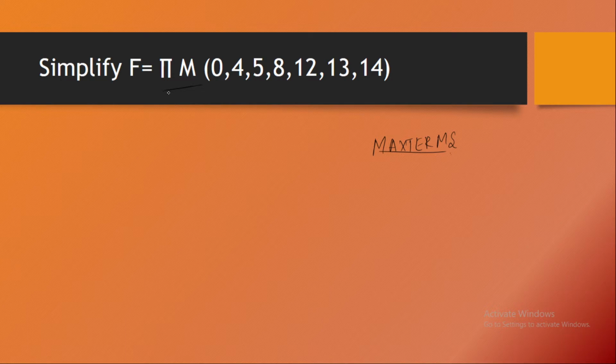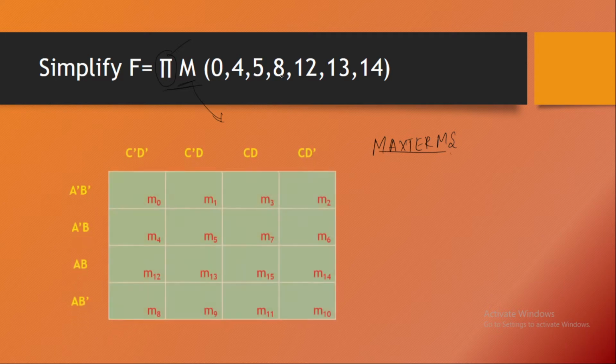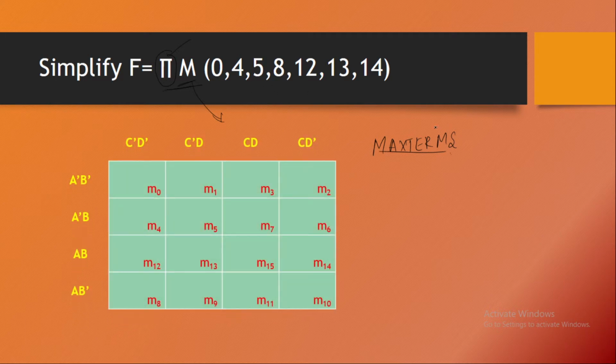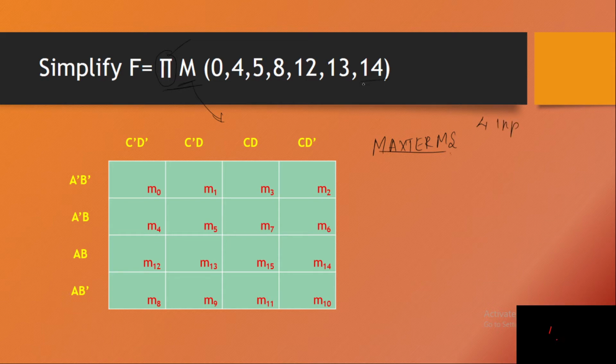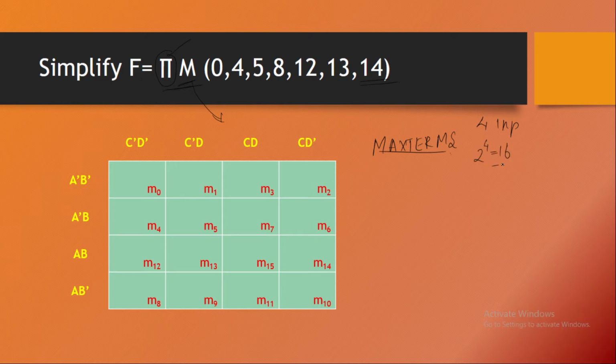As you know, the number of input variables depends on the number of max terms we have here, and max terms is represented with the help of this symbol and a capital M. Sometimes they might not give you this capital M, so you have to understand with the help of this product symbol. So let's get started. We know that we have 4 input variables here because the maximum max term given here is 14. So when I have 4 input variables, the number of cells inside my K-map will be 16.